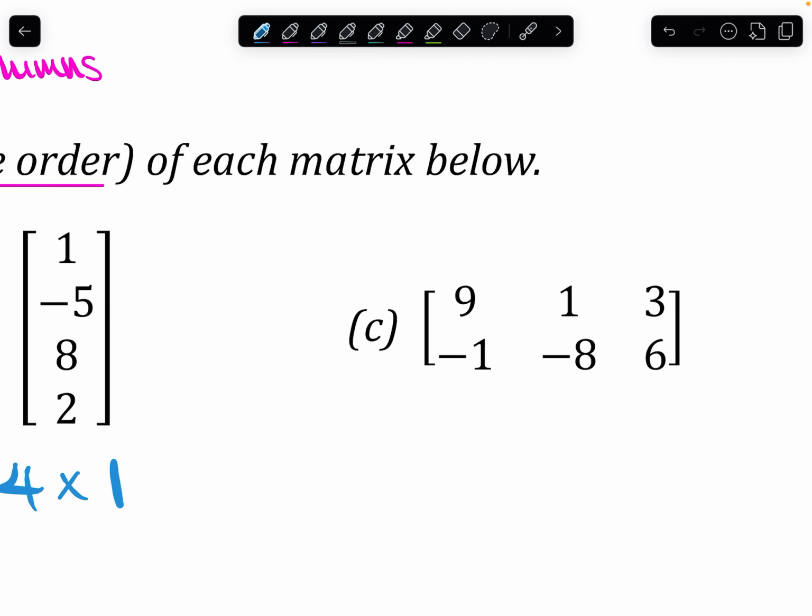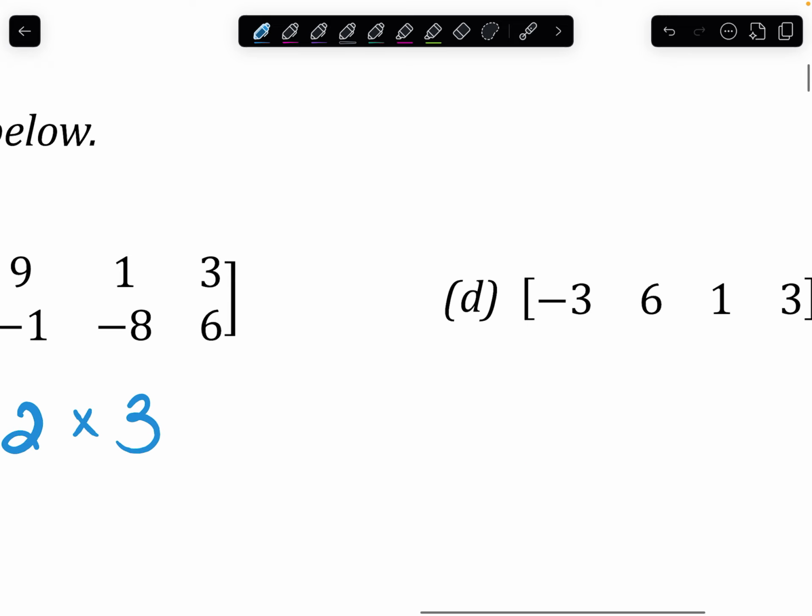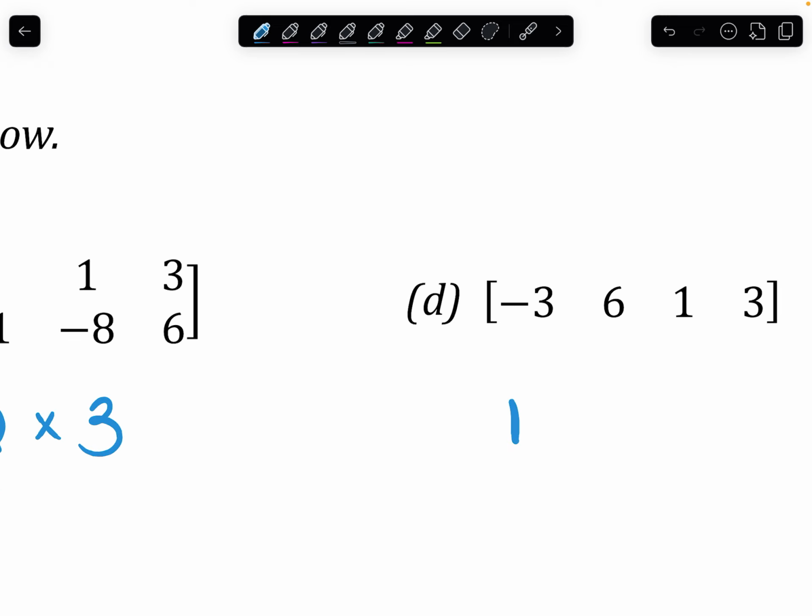Matrix C has 2 rows by 1, 2, 3 columns. I think there was a 4th. Yep. Matrix D has 1 row by 4 columns.